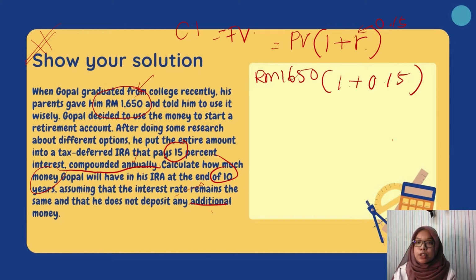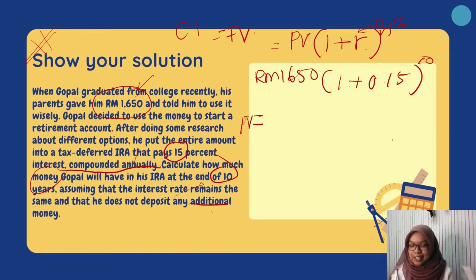So the power of n is basically the years of the compound period. So it is 10 years, so we need to put 10 here. After we calculate it, the FV is, wait, I use the calculator.